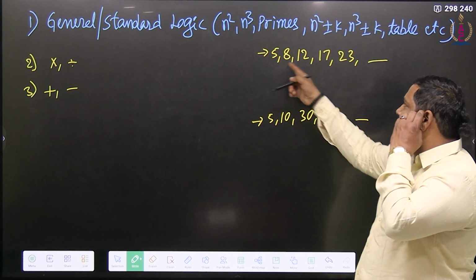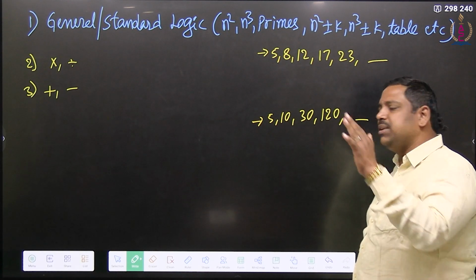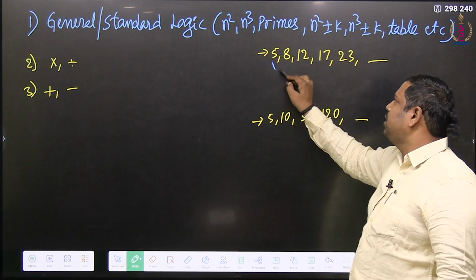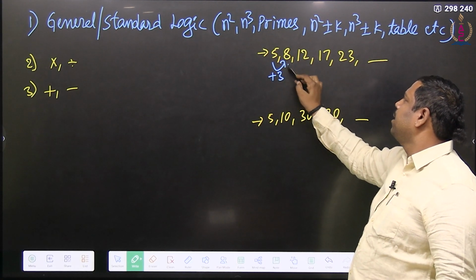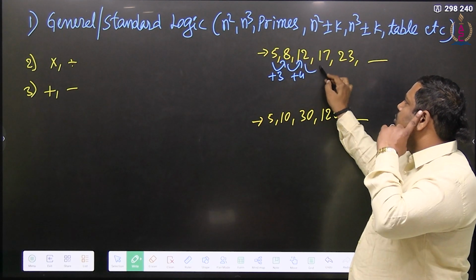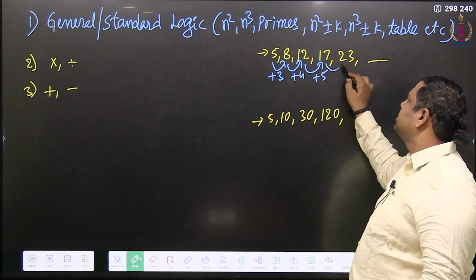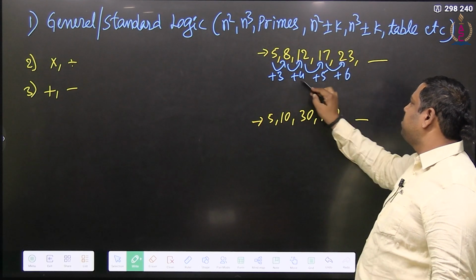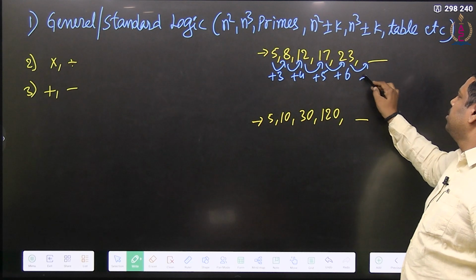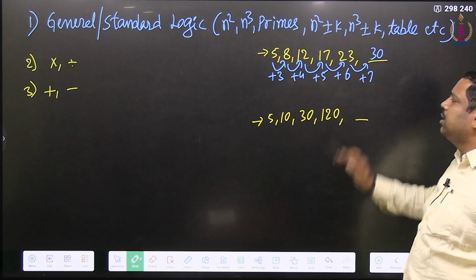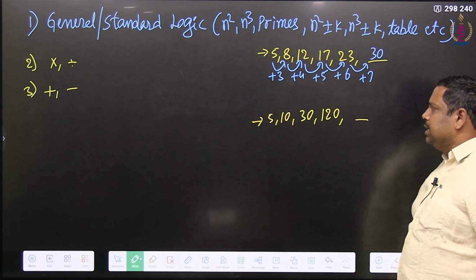Okay. Is it increasing or decreasing? Increasing means addition. Okay. So 5 to 8, how much increased? 8 to 12. 12 to 17. 17, 23. Plus 3, plus 4, plus 5, plus 6. Next should be plus 7. How much is the answer? There ends the game.